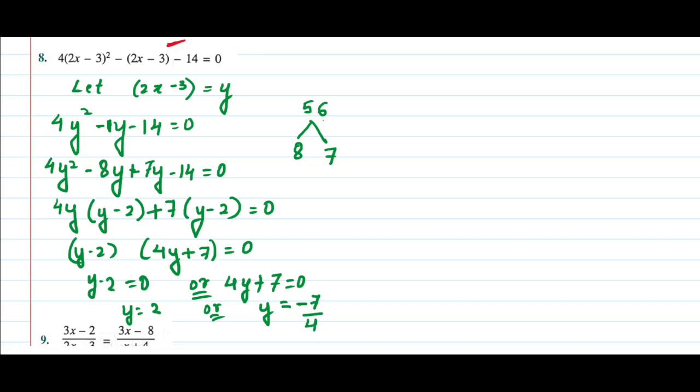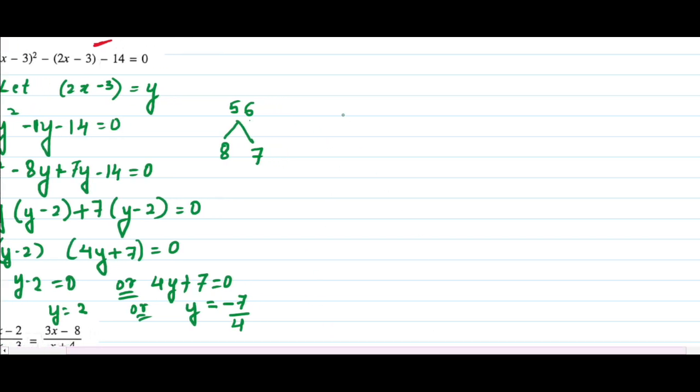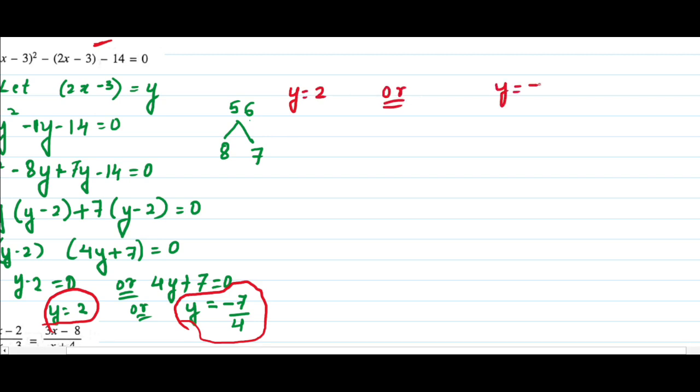So this is 4y plus 7 equal to 0. I have got the y values, right? Now I have to find the x values, because I have considered 2x minus 3 is equal to y. So I have to put the values of y and then find the value of x. Y is equal to 2, or y is equal to minus 7 by 4.